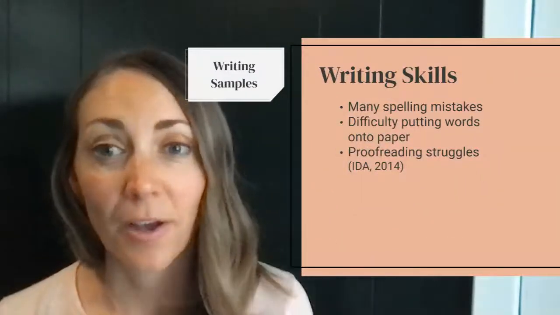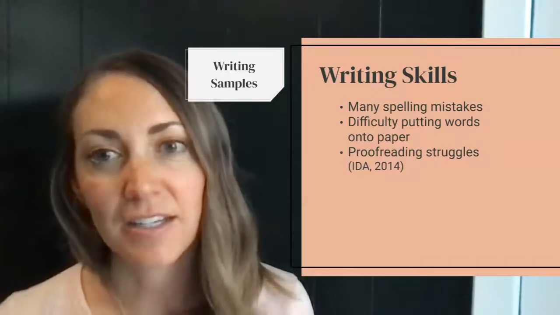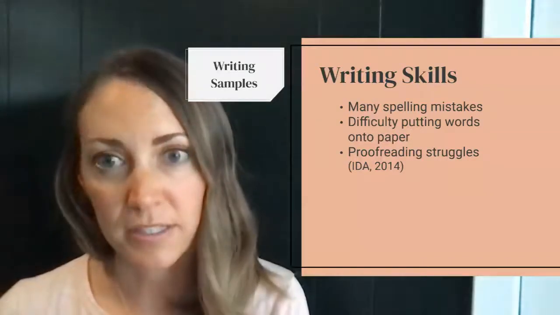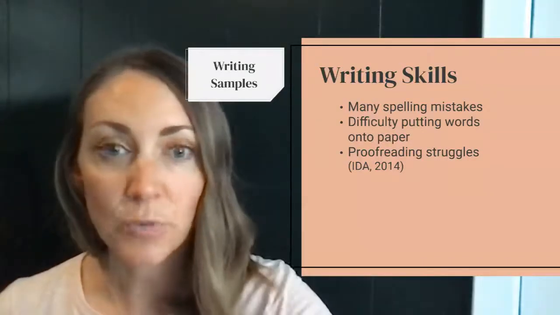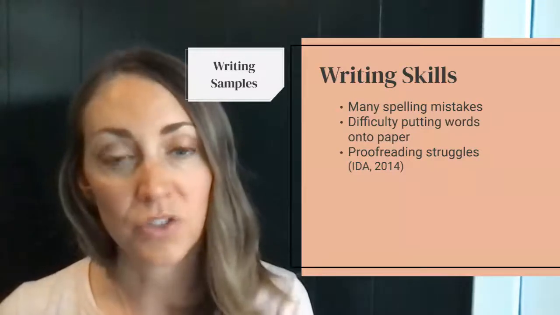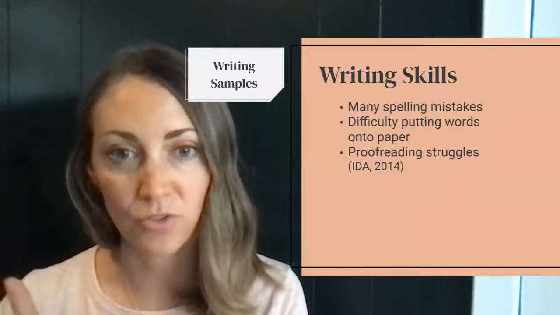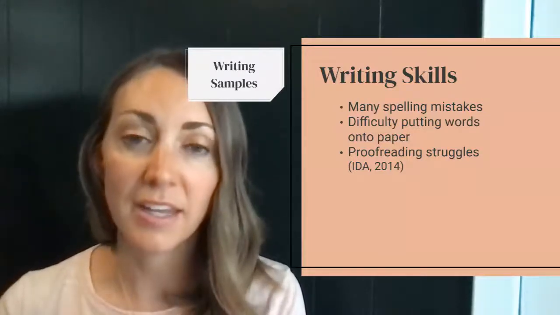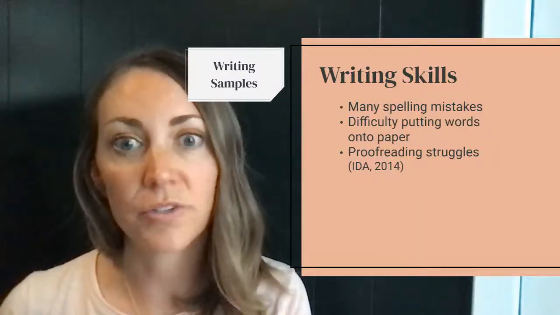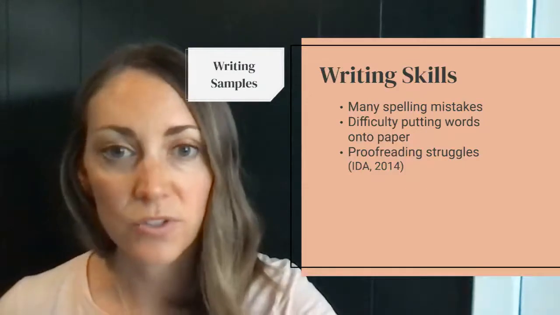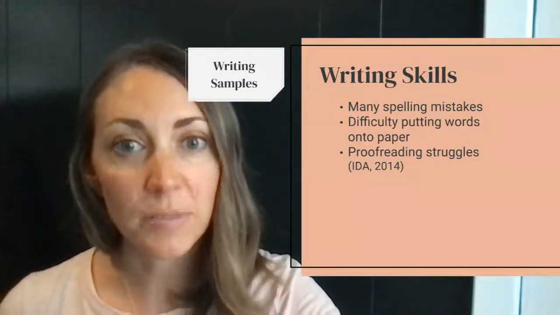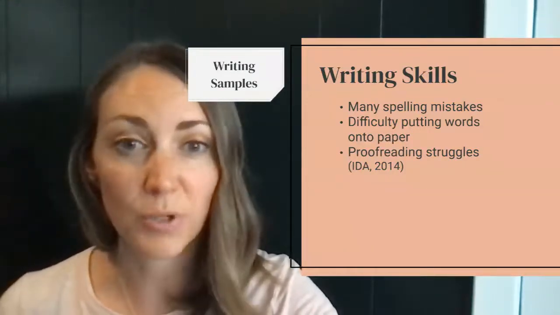All right, so as we discussed, dyslexia is a phonological disability. So that disability really can come out when students are trying to write. So if you are not able to accurately connect sounds with letters, then it not only affects your reading, it also will affect your spelling. So students with dyslexia might have many spelling mistakes, or they might struggle to put words onto paper.